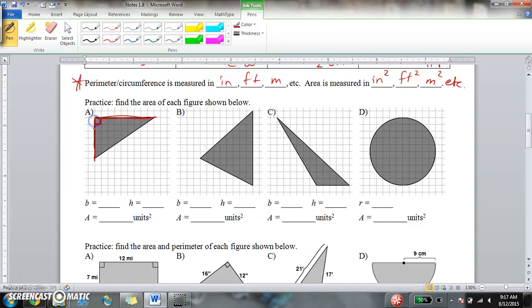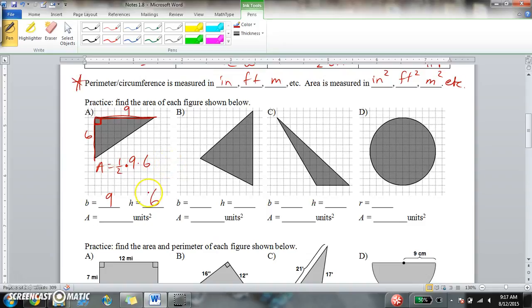So this one would be 1, 2, 3, 4, 5, 6 units long. And if I count this one right here, this one would be 9 units long. So my base would be 9, my height would be 6. To find the area, I'm just going to multiply those together. 9 times 6, and then for a triangle, I need to remember to multiply by a half also.